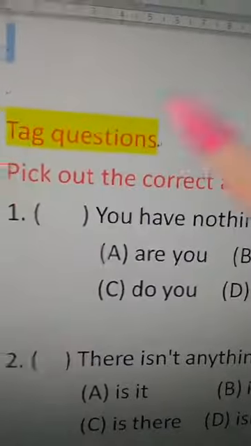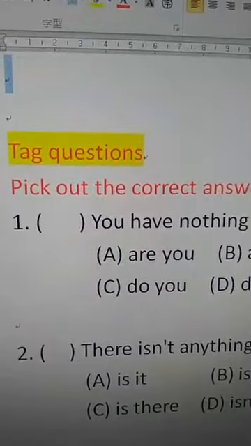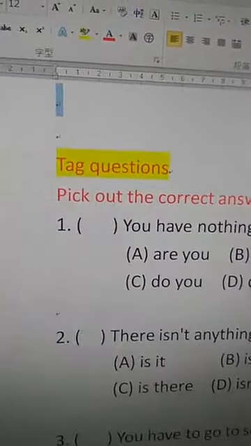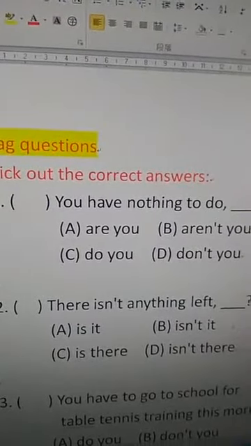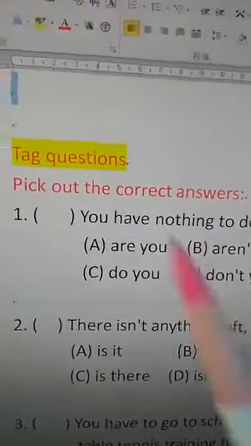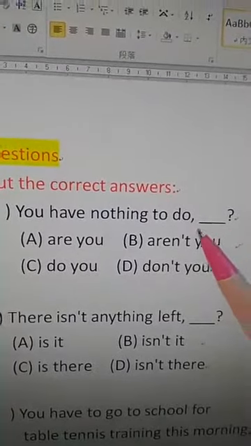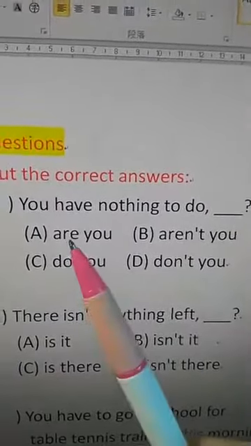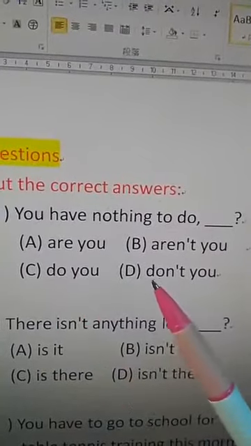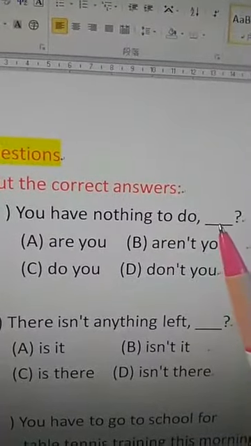Okay, so let's talk about tag questions, and I have already told you something about that. Right now, I want to give you some quizzes and questions, and let's see if you can get these questions or quizzes correctly, okay? So let's see question number one. You have nothing to do, and please tell me what the answer is. A, are you? B, aren't you? C, do you? D, don't you? So, can you tell me what is the tag question of this sentence?